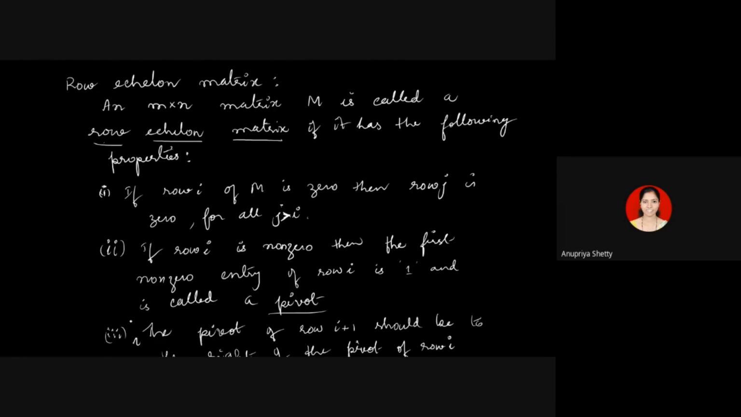Hope you can analyze that. Maybe I'll mention it here. If row I plus 1 is non-zero, only when a row is non-zero, you will get pivots there. If row I plus 1 is non-zero, then the pivot of row I plus 1 should be to the right of the pivot in row I. When you compare the two consecutive rows, row I and row I plus 1, row I plus 1's pivot, the first non-zero entry, should be to the right.